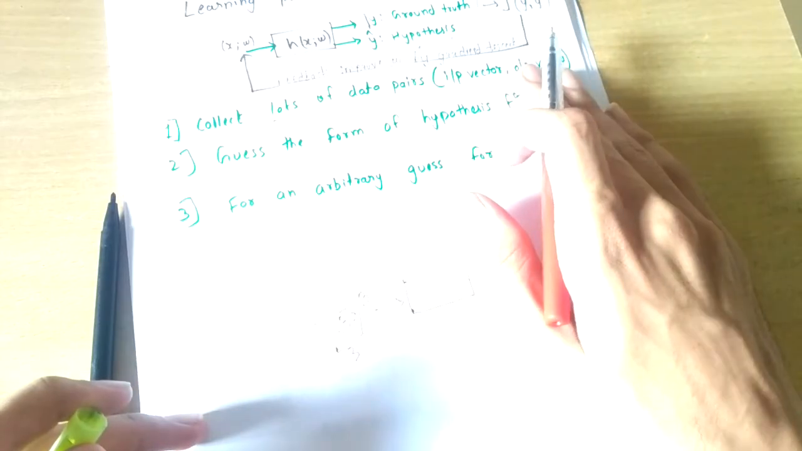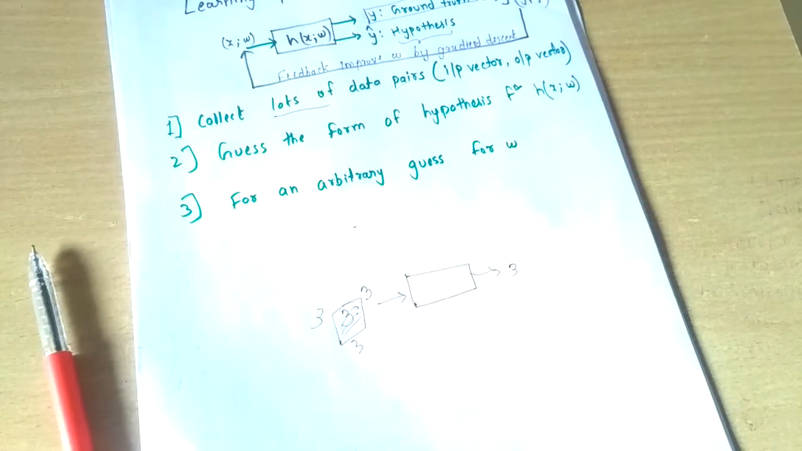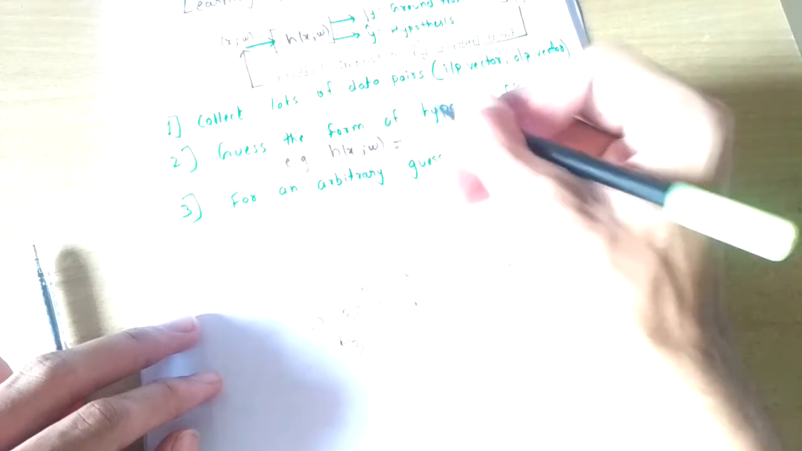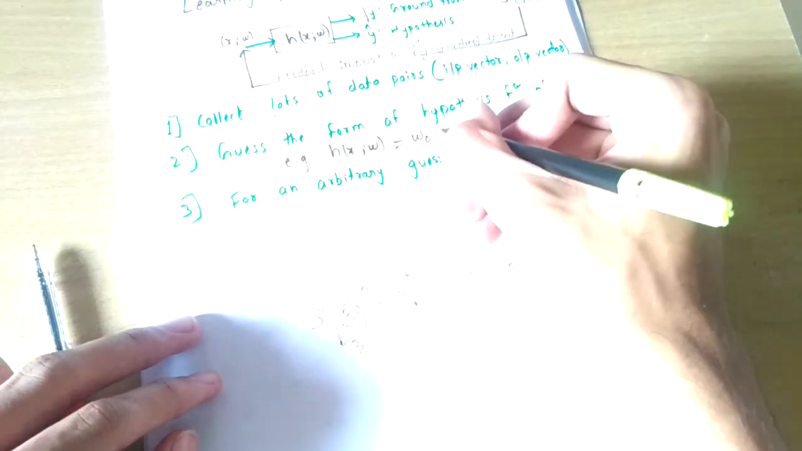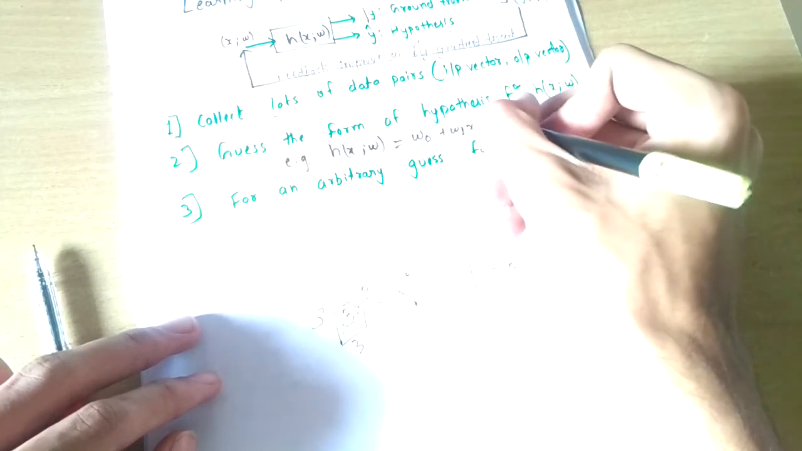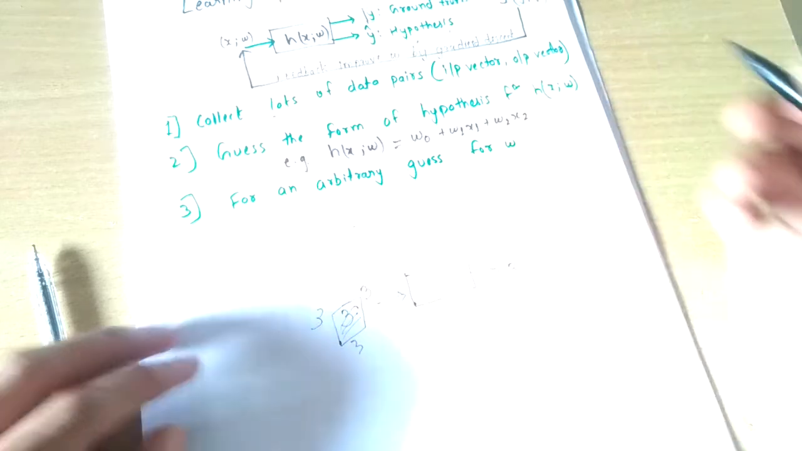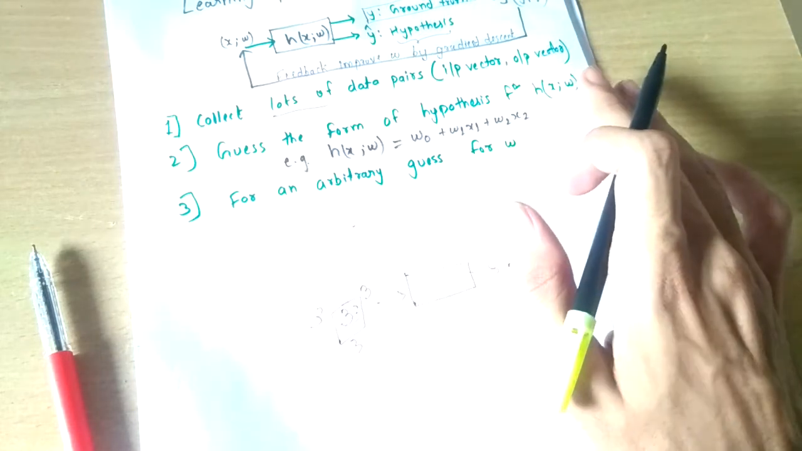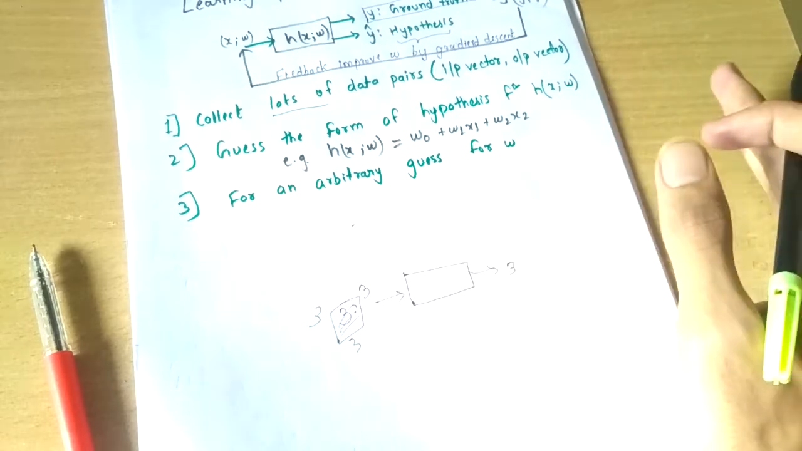So we collect a lot of data pairs, then we guess the form of our hypothesis function, because as said in the last lecture, we guess the form. So for example, let's say we have w0 plus w1 x1 plus w2 x2, just any random function. This is of linear type. I'm not taking quadratic, but you can; this is just for example purposes.